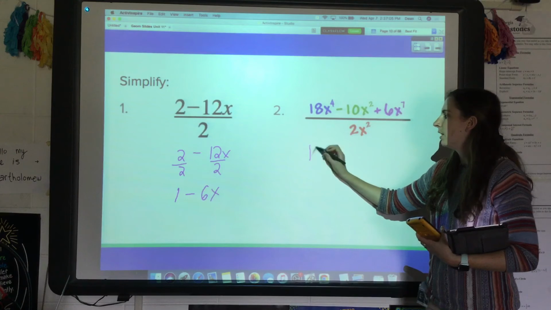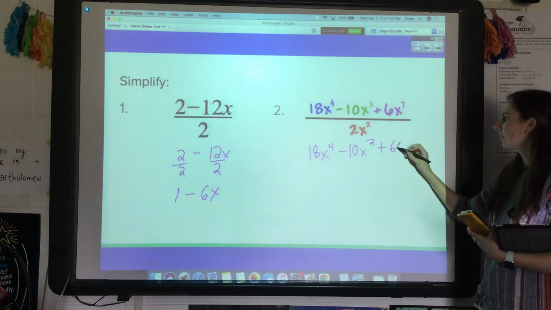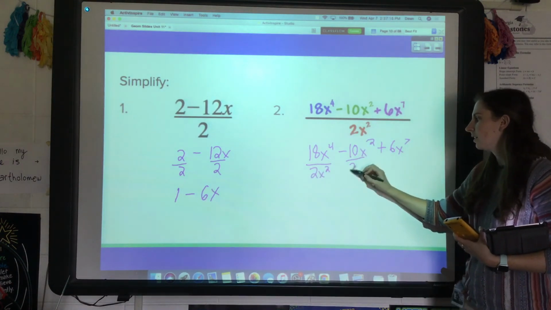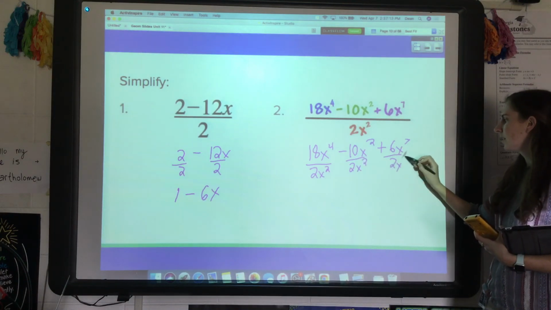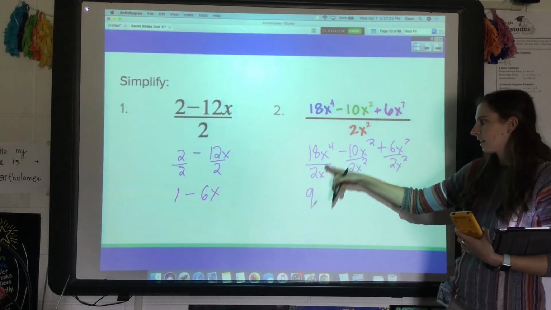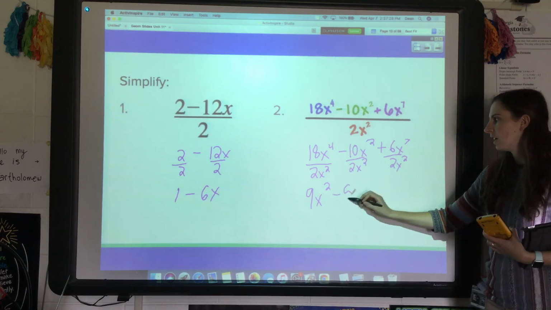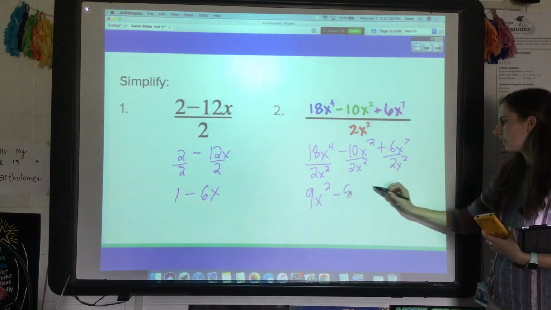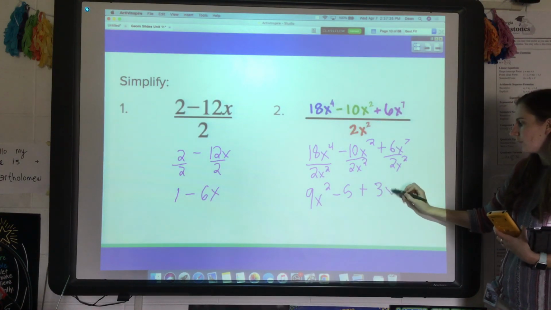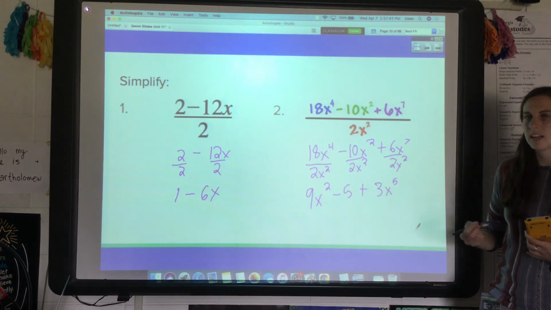Same thing here. We could do 18x to the 4th minus 10x squared plus 6x to the 7th, and put them all over 2x squared. So let's simplify each one of these. That's going to be 9x squared. This will be minus 5. And those x's just totally cancel out. And then 6 over 2 is 3. 7 minus 2 leaves me 5 x's. All right, none of those are like terms, so that is my final answer there.